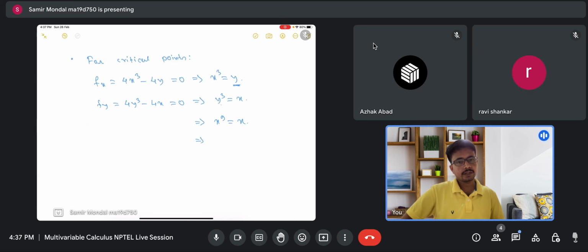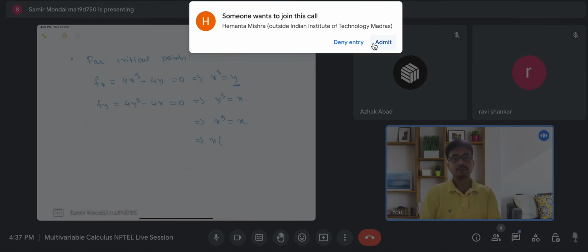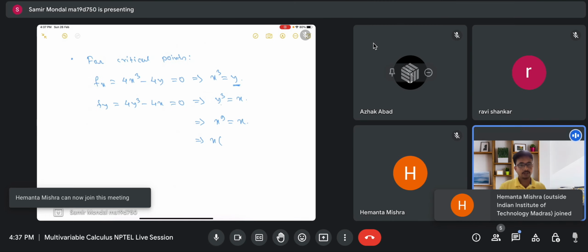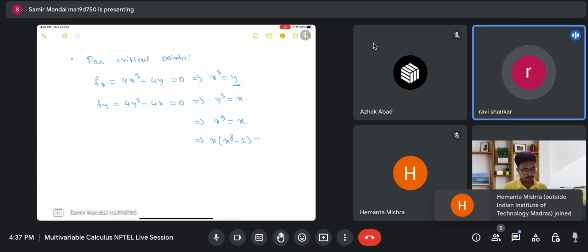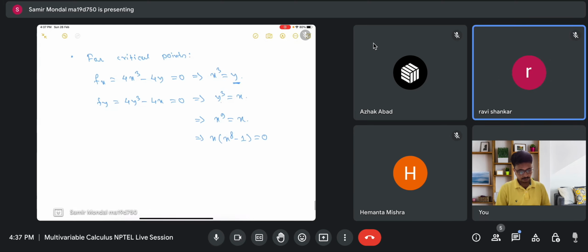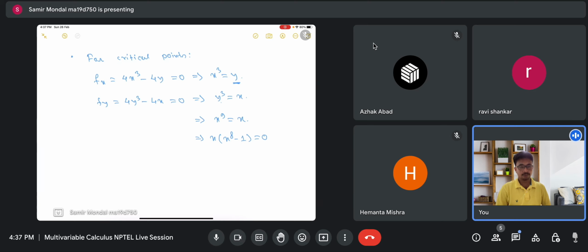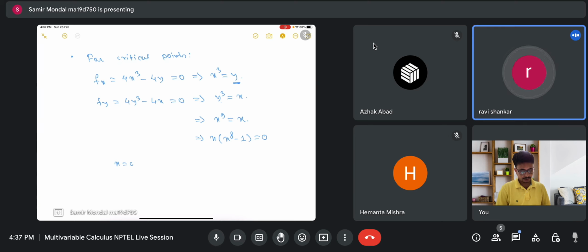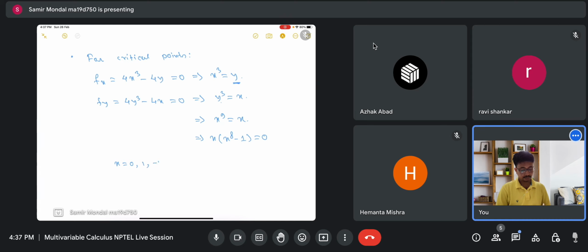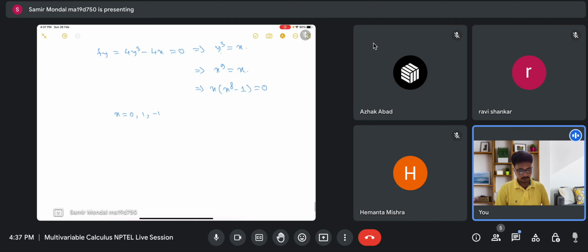One minute, how can we tell about x power 8? We can cancel the x, so this possibility is there, x equal to 0 will be there also. We are looking only for real solutions because the domain is R2. So x is 0, 1, or minus 1. Similarly for y, corresponding to 0 we get 0, to 1 we get 1, to minus 1 we get minus 1. You can check it.